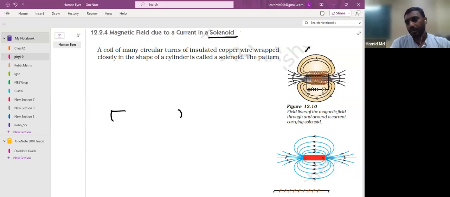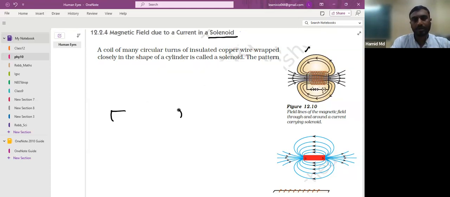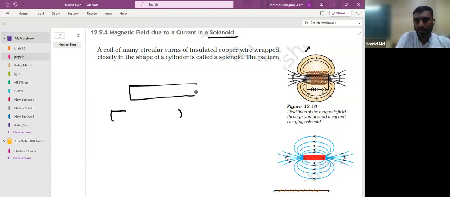So you might have found that there are n number of turns, right? So these turns also work as a magnet. Okay. So outside we have conducting wires.